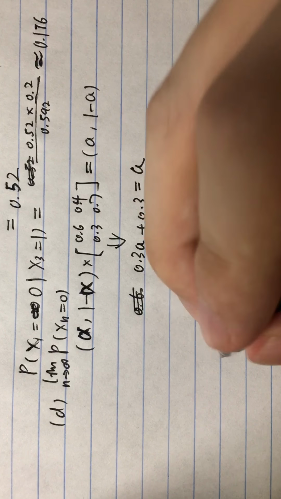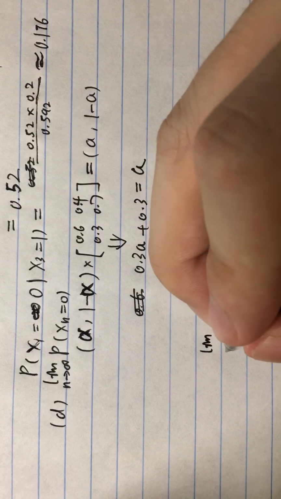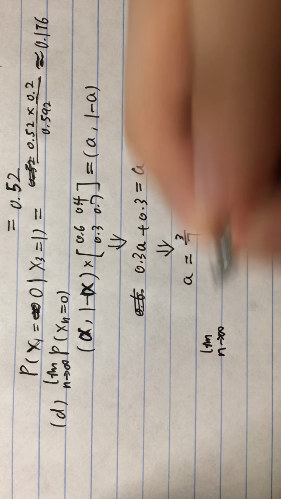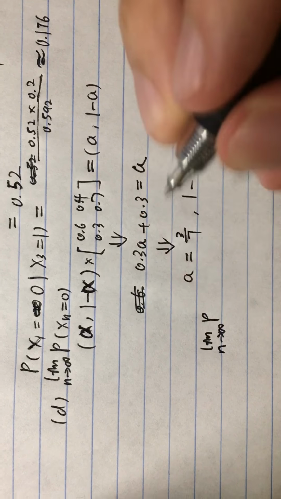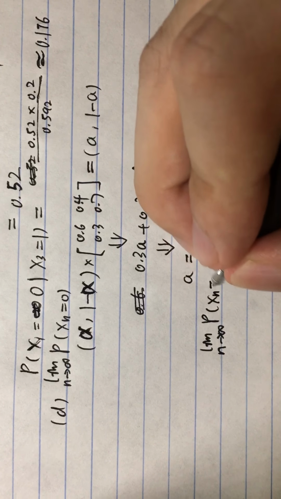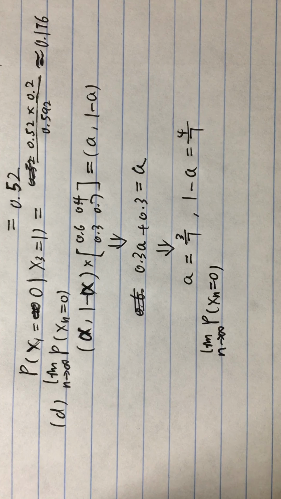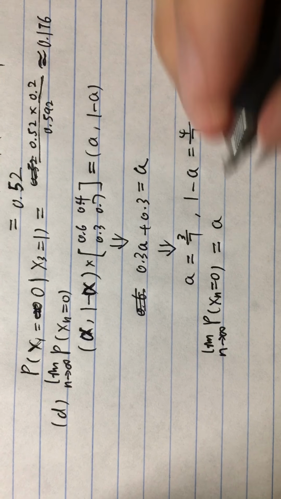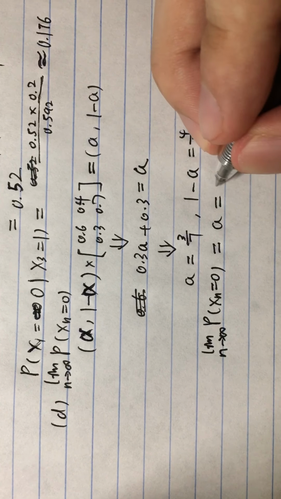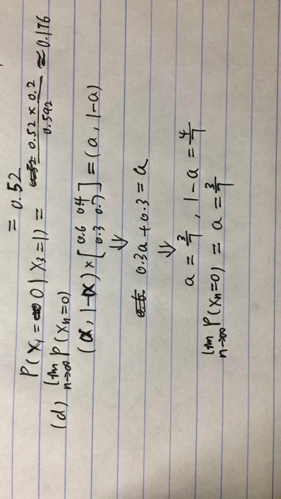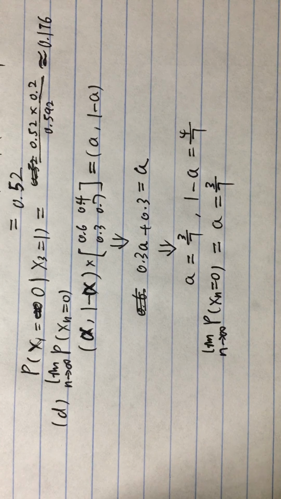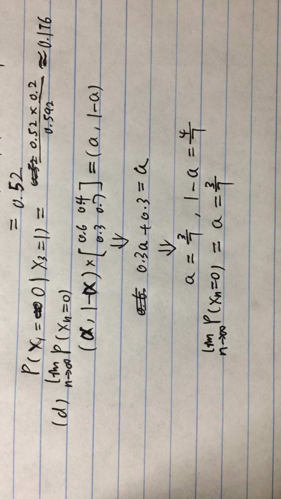So we have, when n approaches infinity, the limit of the probability xn equals 0 should be just like a, which equals 3/7. So this is the solution of homework 2, problem number 2.